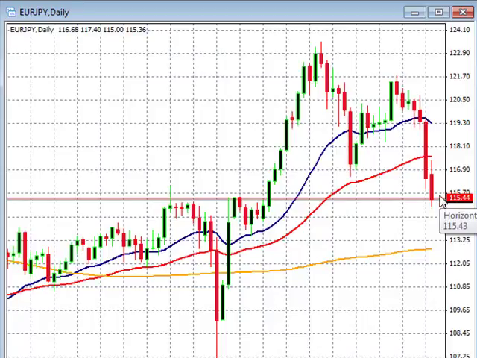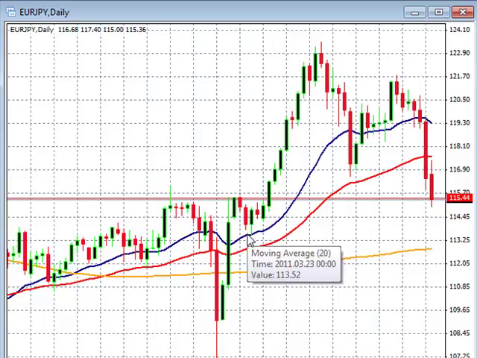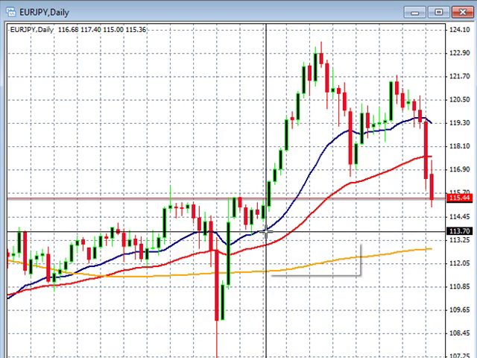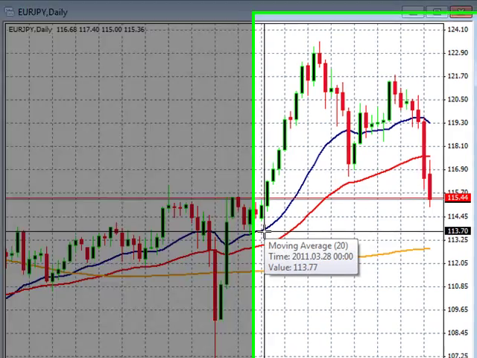If we bounce here, great. If not, there's a potential run down here to the 200 moving average. Probably 13.25 first, but again, it's all whether or not we can hold here.